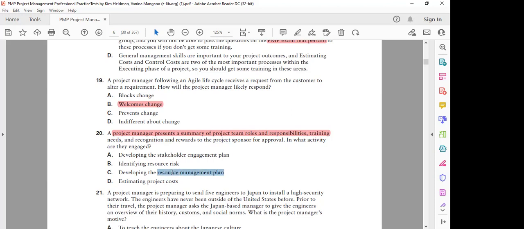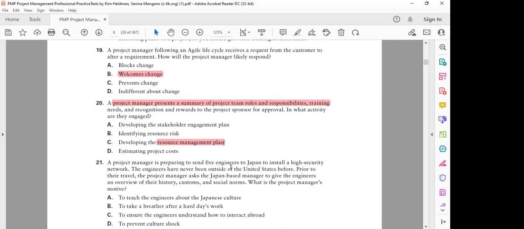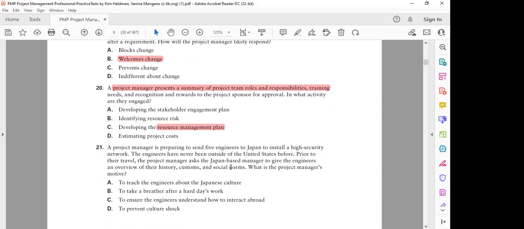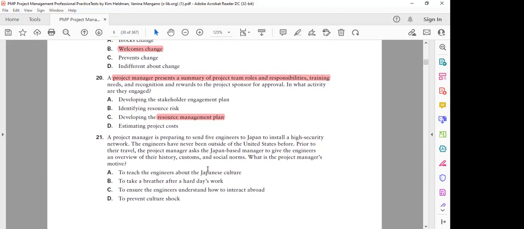You are making the resource management plan, not the resource risk. In the resource management plan, we try to find out the types of resources we need, their training requirements, their rewards and recognitions, their controls. Next question, and I think let's keep it for the last question of today.